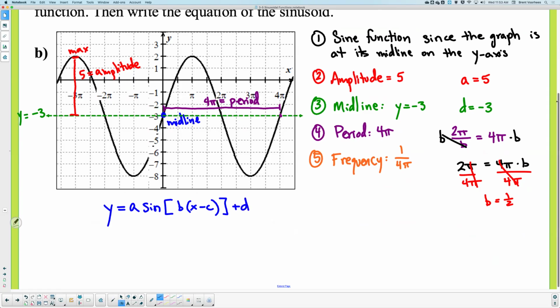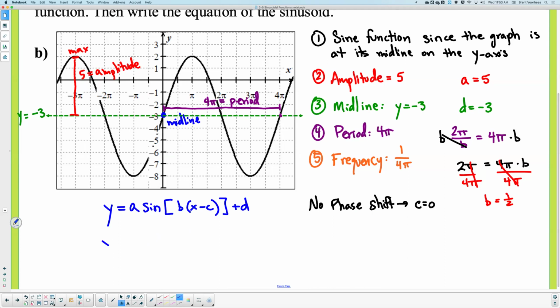One more time. Do I have a phase shift? Am I shifted to the left or the right? No. So no phase shift. And if there's no phase shift, what letter does that mean? Is it 0? C. C equals 0. So since there is no C, you could drop the brackets and just use 1 parenthesis.